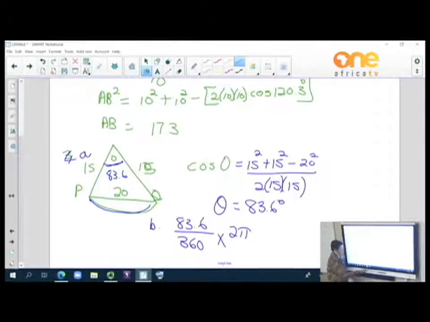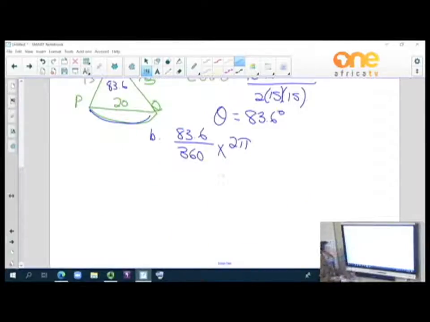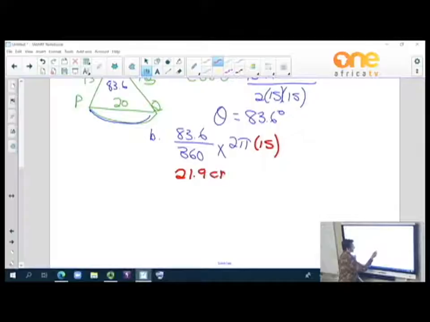And what is the radius in this case? Yeah, not the 20, but the 15. I'll multiply there by 15. And Maxine, what did you get for Anna? 21.9. Good, Anna. 21.9 centimeters. Remember, this is arc length, so this is centimeters.